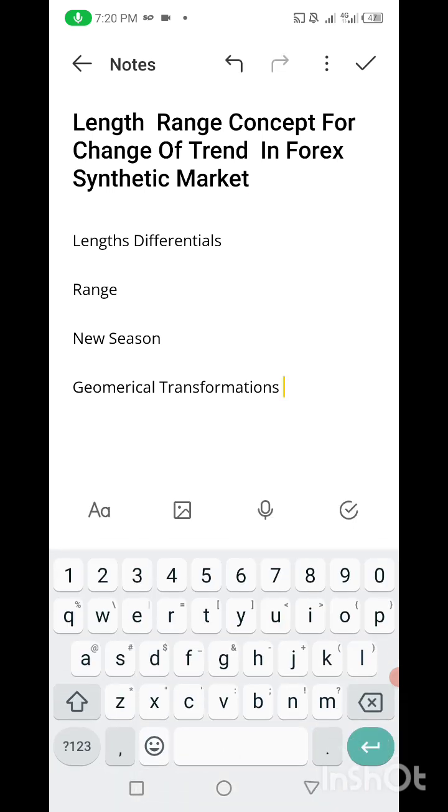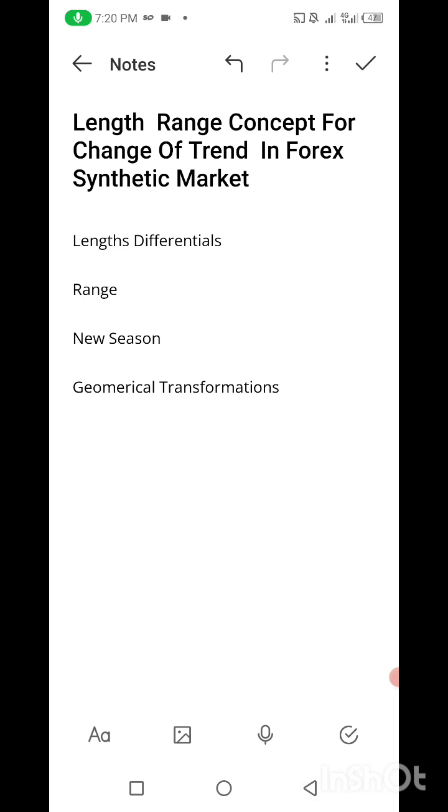So I'm going to the chart so that we start this discussion, especially these terminologies. You need to know what lens differential is, you need to know what range is, you need to know what new season is, and you need to know what geometrical transformations is.